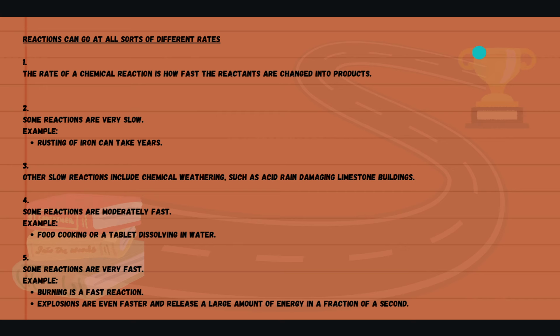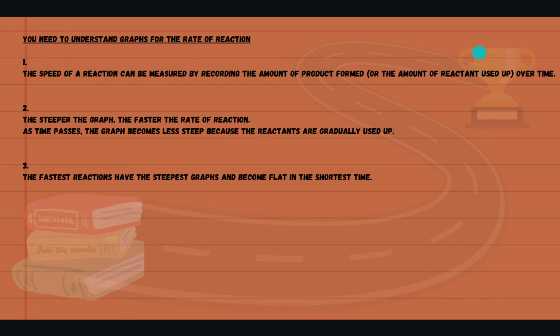Other slow reactions include chemical weathering, such as acid rain damaging limestone buildings. Some reactions are moderately fast, for example, food cooking or a tablet dissolving in water. And some reactions are very fast. For example, burning is a fast reaction, and explosions are even faster and release a large amount of energy in a fraction of a second.